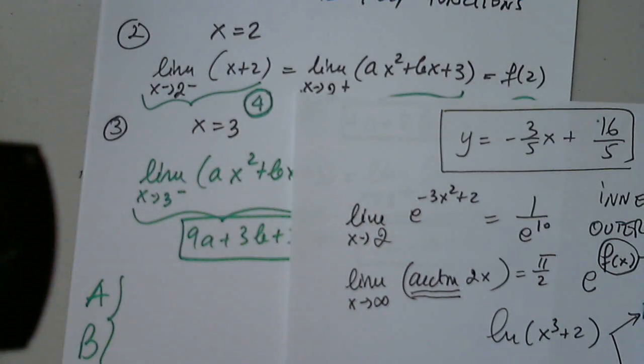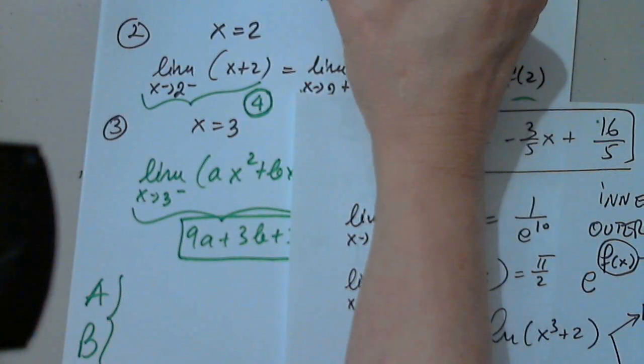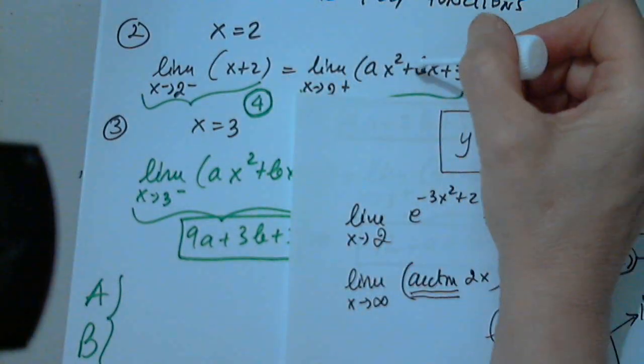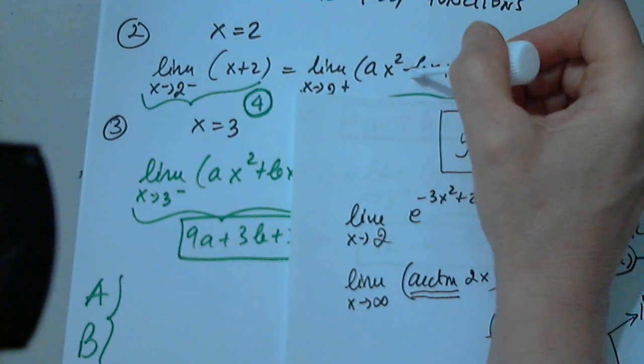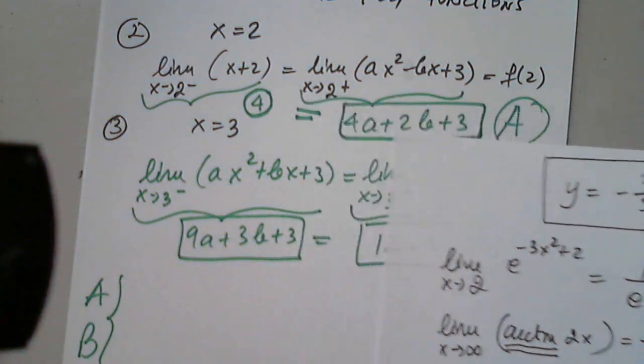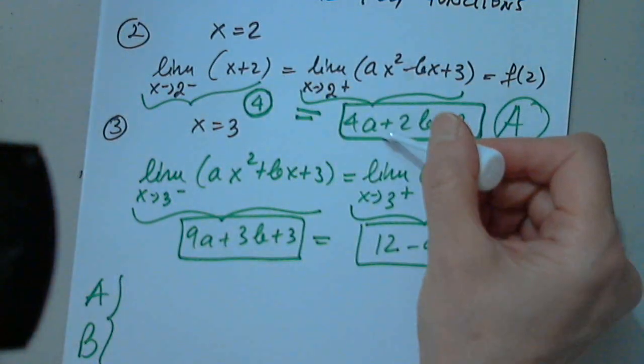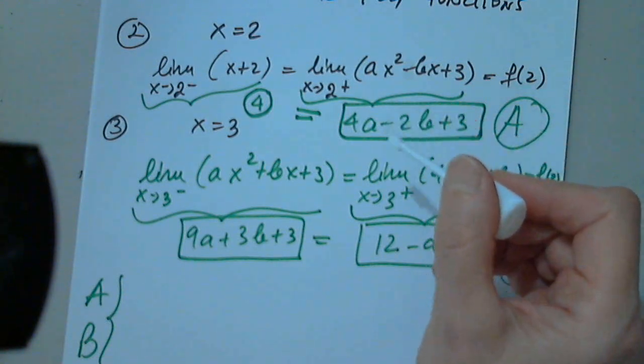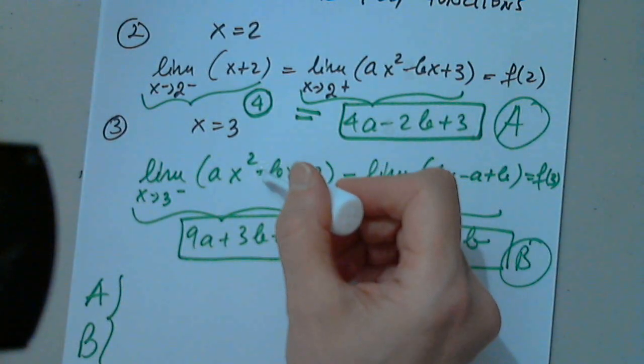Okay, so I just need to correct this here. And I need to correct it here. It's ax squared minus bx plus 3. And I need to correct it here. And I need to correct it here.